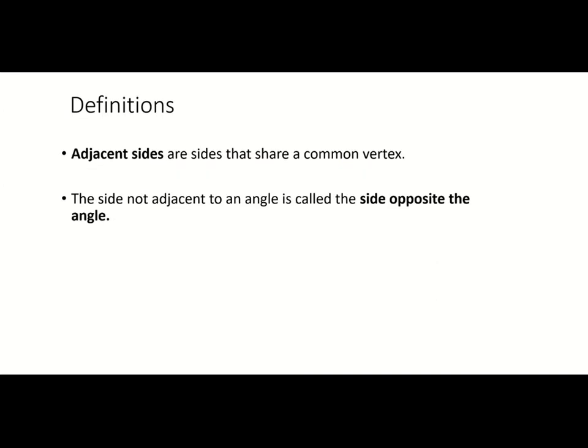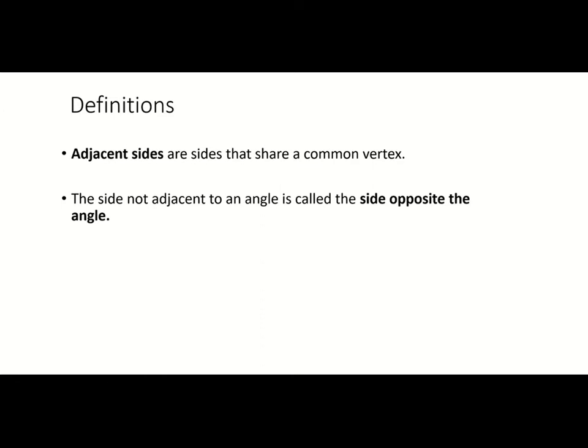Here we have just a couple definitions. Adjacent sides are sides that share a common vertex, and we've talked about adjacent sides before. And then the side that is not adjacent to an angle is called the side opposite the angle.